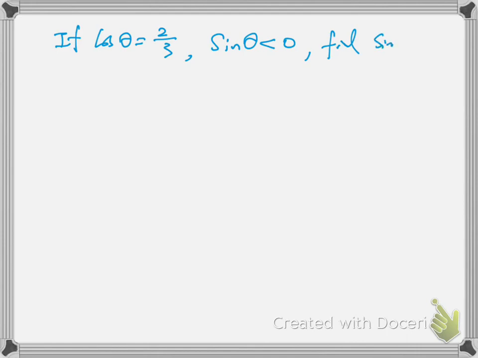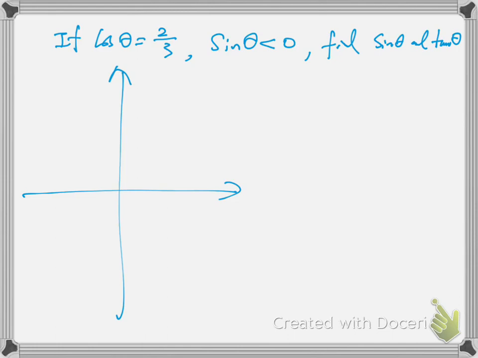Okay, so now the next question. They said, okay, so we know cosine theta is 2 over 3, and sine theta is less than 0. So they want us to find sine theta and tangent theta. Okay, so now for this question, again, we need to draw the triangle, right?